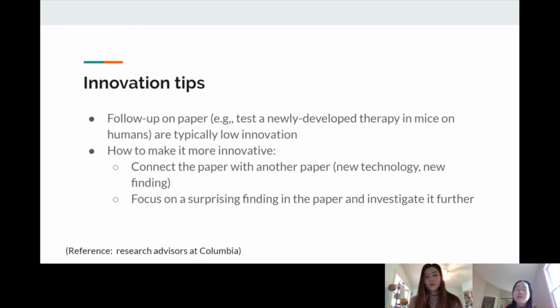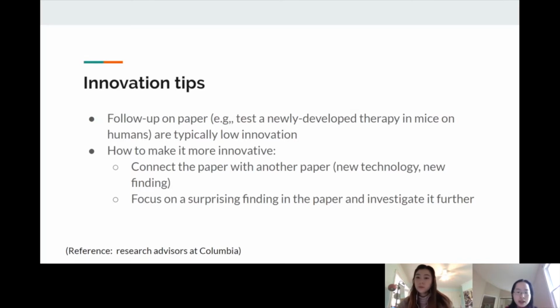And two ways to make a project idea more innovative is that you take the paper that you were interested in and you connect it with another paper, like a new technology, a new finding, so that you can say, oh, they're thinking about using this method to do it, but this new technology came out in another way to do it, and maybe we can use the knowledge from both to create a novel therapy that's different from either.